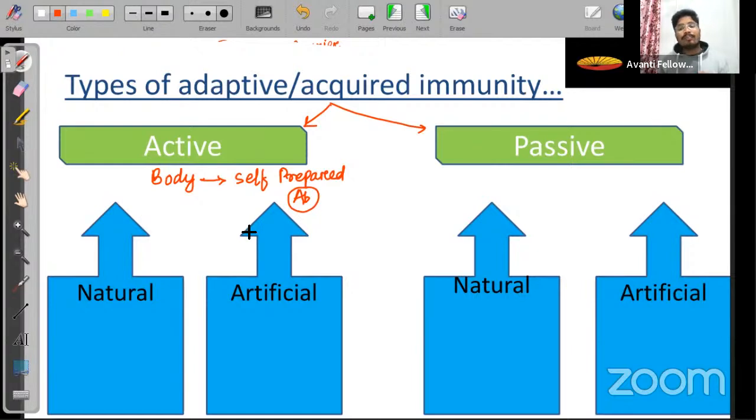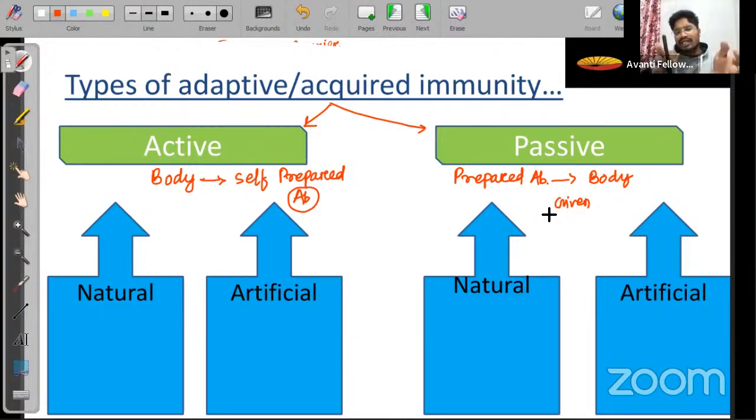Next one is your passive immunity. When prepared antibody is given to our body, that is called your passive immunity, and the body develops immunity. Now the question will arise, sir, how is it happening?